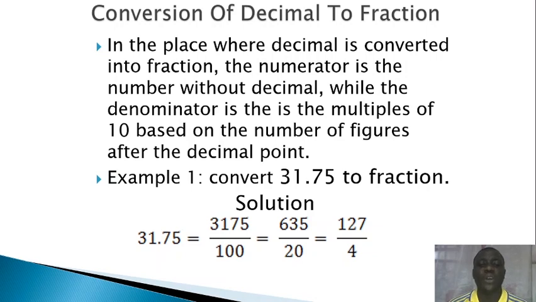Put the 2 behind 5, it becomes 25. Then 25 divided by 5, you have 5. So now our final result after reducing 3175 is 635, and the denominator is 20. So looking at it, you will understand that there is a common factor between the numerator and the denominator. What is that common factor?